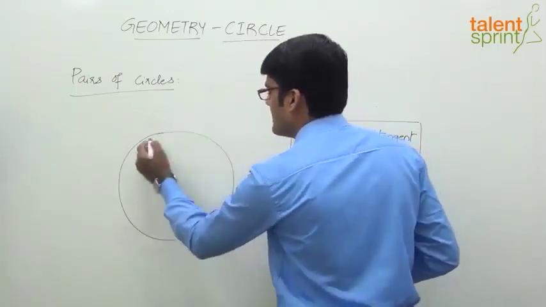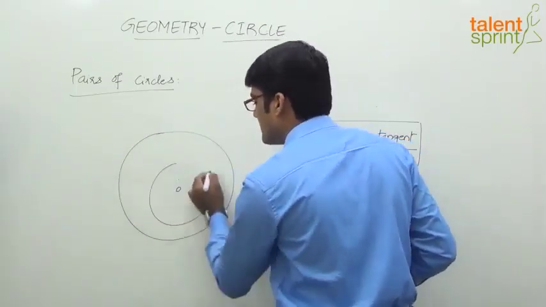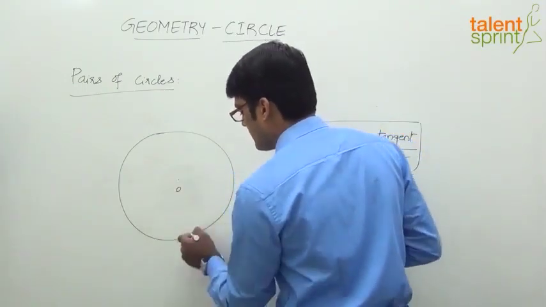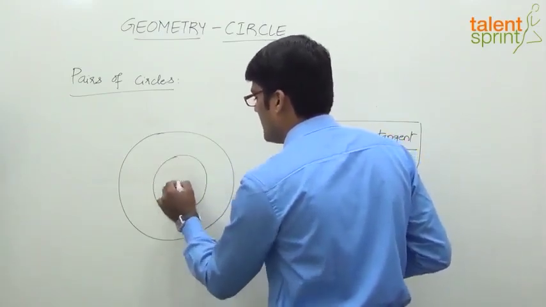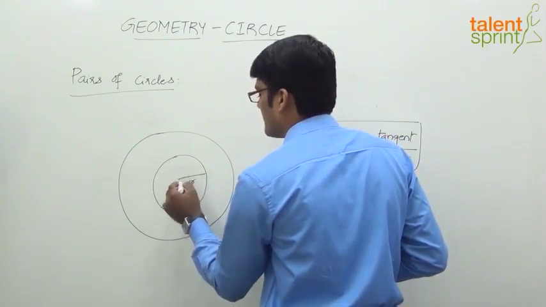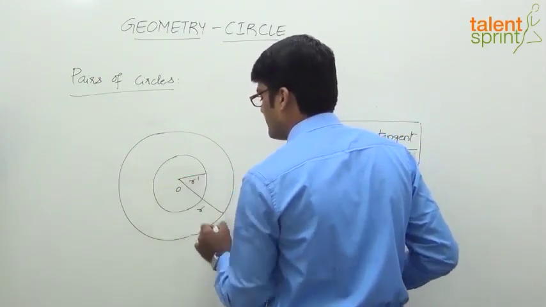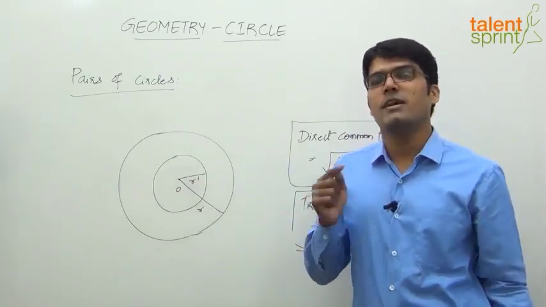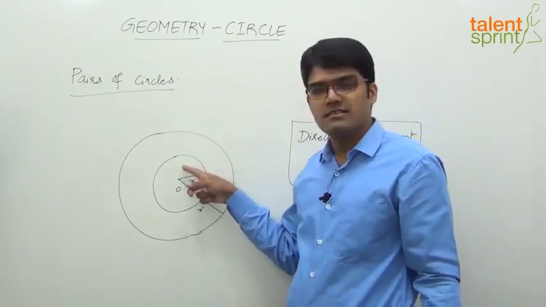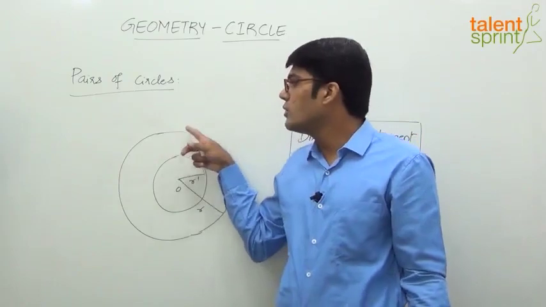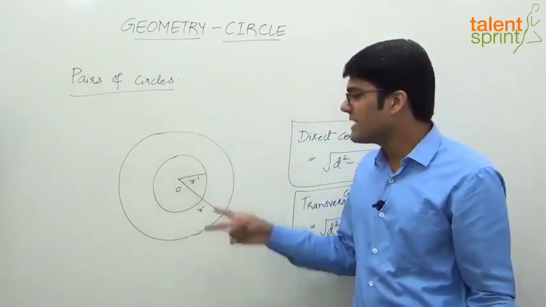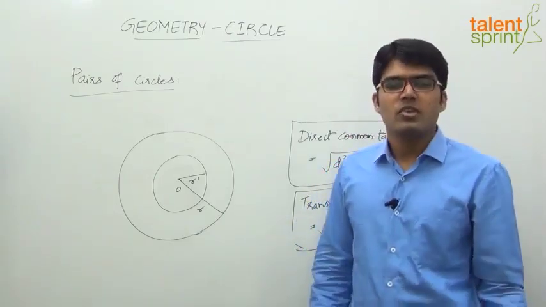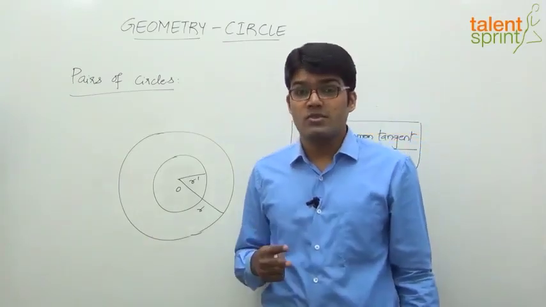For example, this is a larger circle, center O. With the same center, we have another circle. So this radius is R dash, and this is R. Now there cannot be a common tangent in this case, because a tangent has to touch a circle only at one point. If that tangent touches this circle, it won't be able to touch the other one. Likewise, if a tangent is touching this circle, it won't be able to touch the circumference of the external circle. So when the two circles have the same center, there won't be any common tangent.